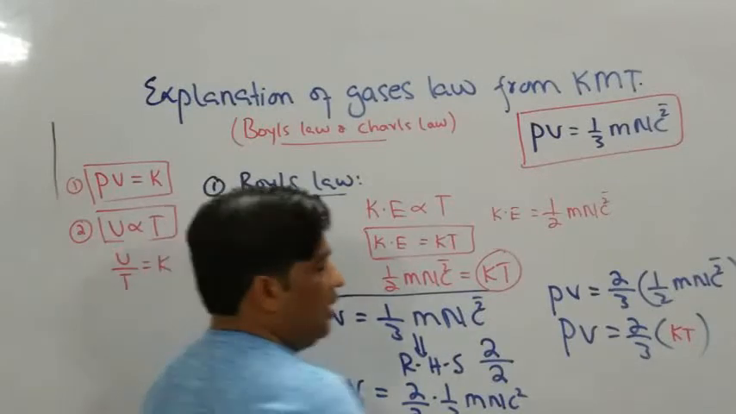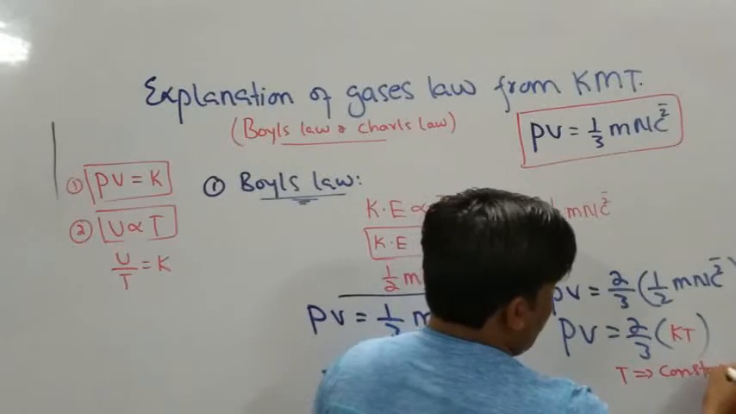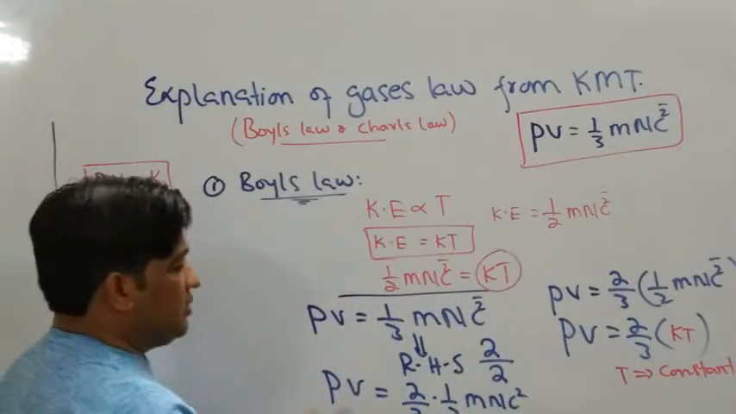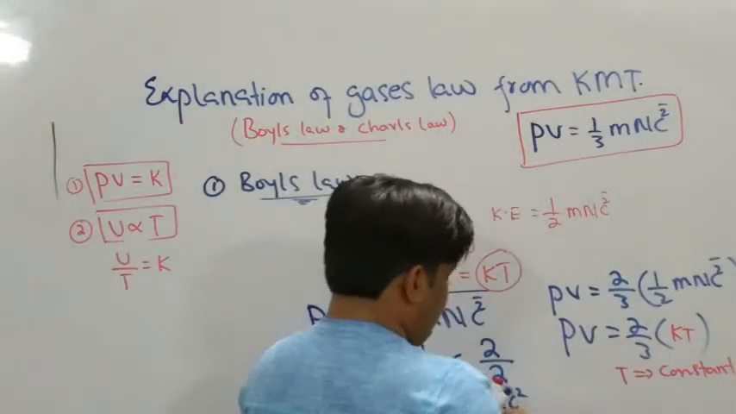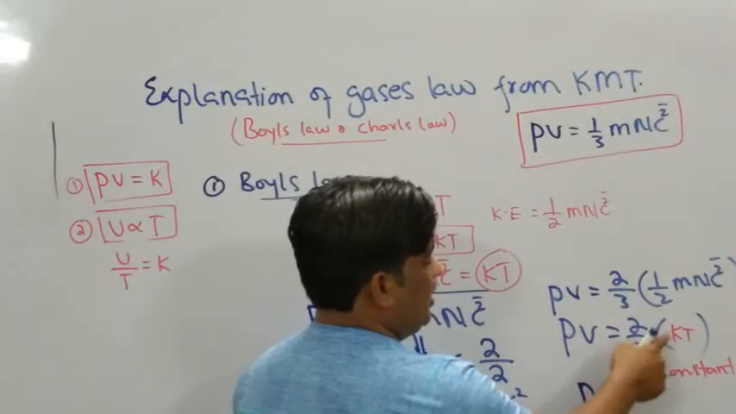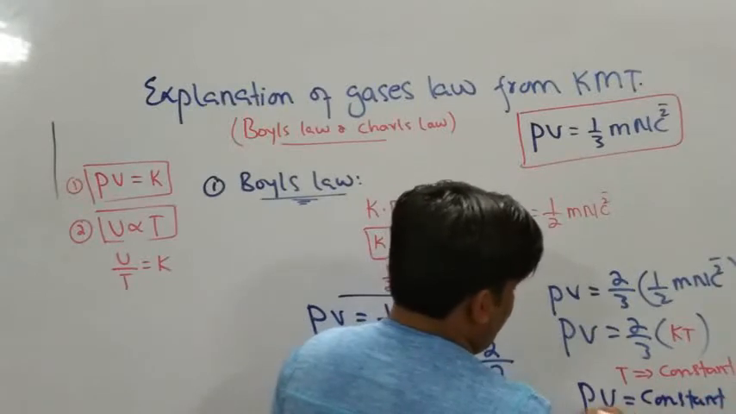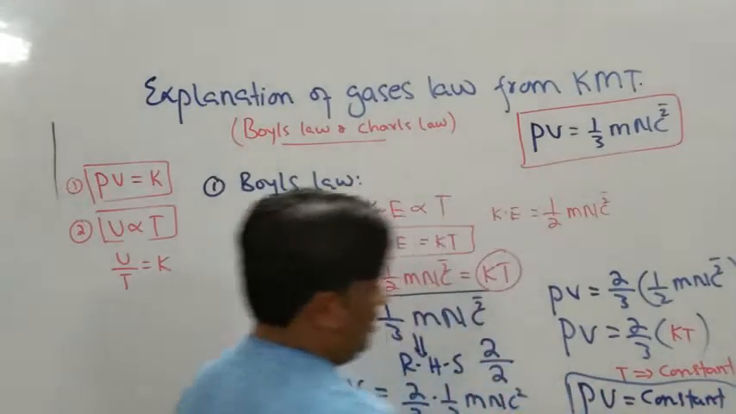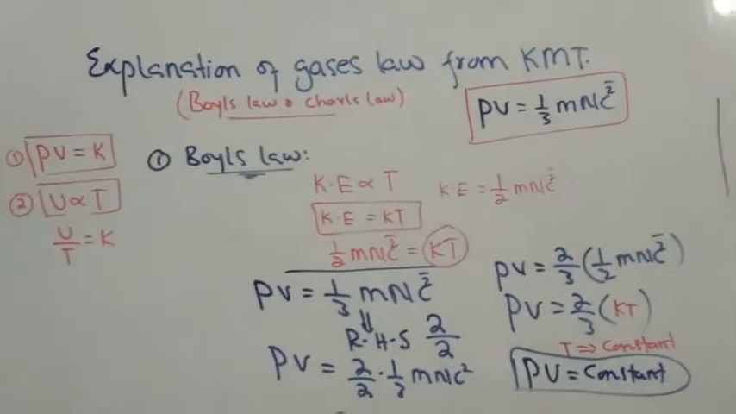If T is constant, which is also constant in Boyle's law, then PV is equal to 2/3 KT, and 2/3 K is always constant, so PV is equal to a constant. So that is the proof of Boyle's law from the kinetic equation.